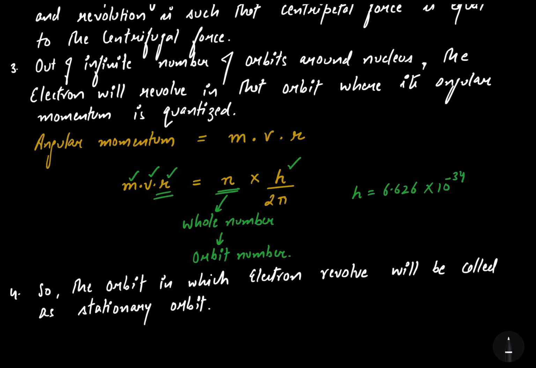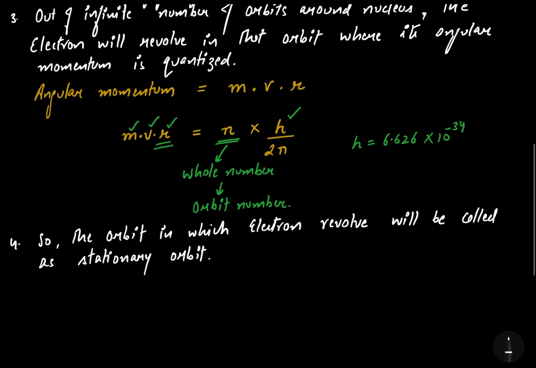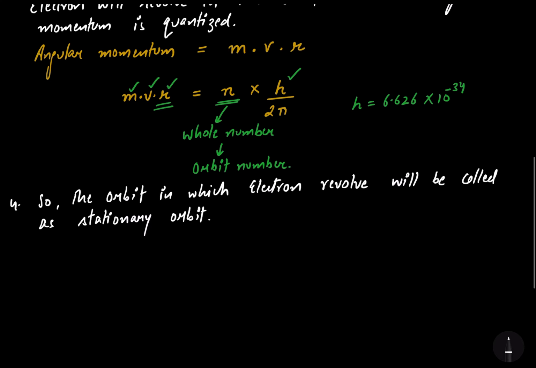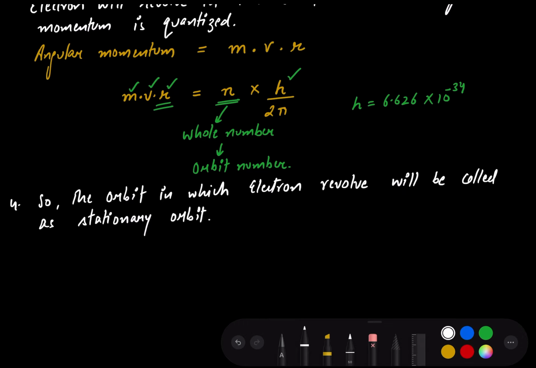The orbit whose angular momentum is quantized, that is, mvr is a whole number multiple of h upon 2 pi. That whole number will be called the orbit number, or the stationary orbit in which the electron will revolve. So what exactly does this word, stationary orbit, stand for?